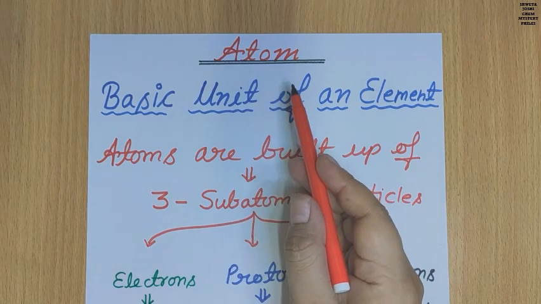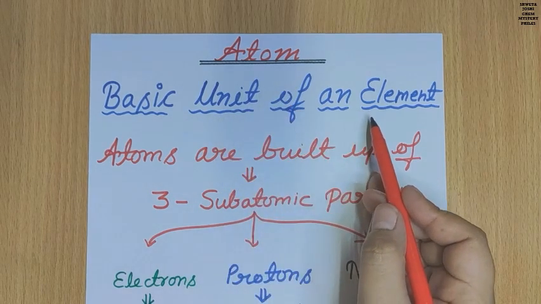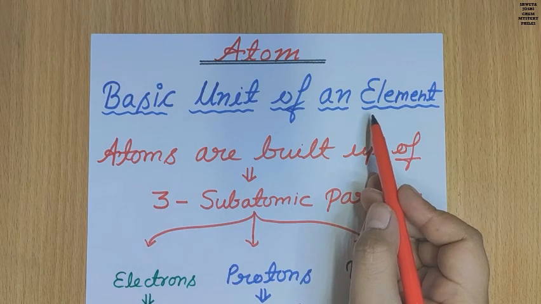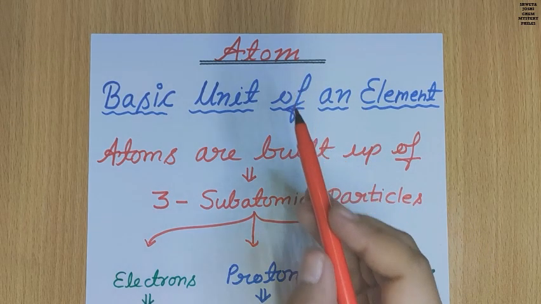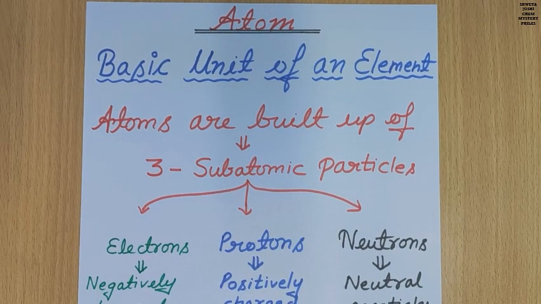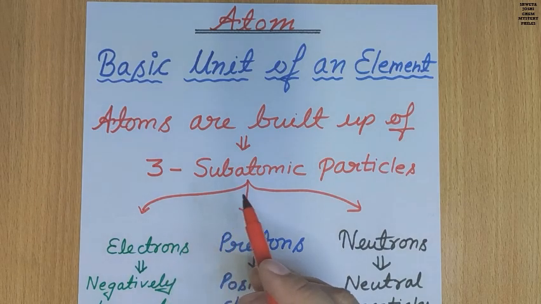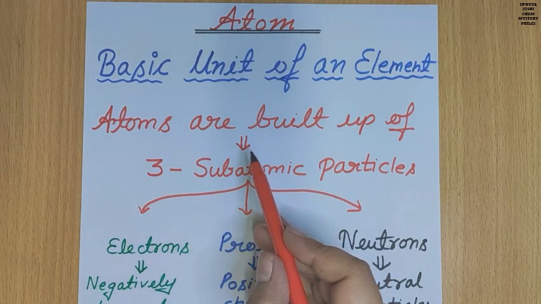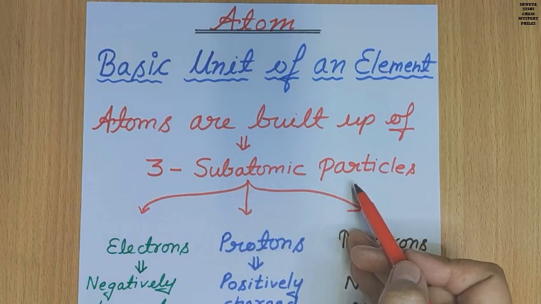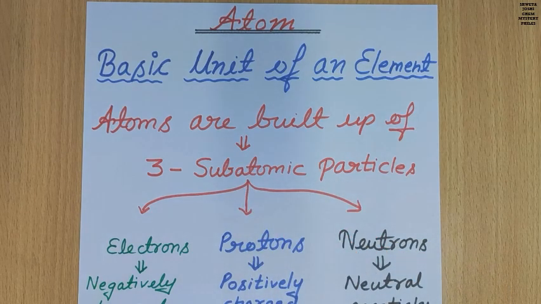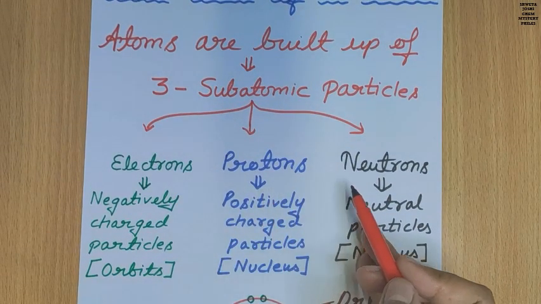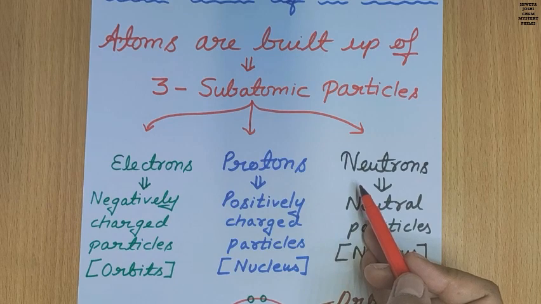Since atom is the basic unit of an element, it is very much necessary to cover the detailed portion of an atom. So atoms, which are the smallest particles of an element which are not capable of independent existence, are built up of three subatomic particles. What are these three subatomic particles? These are electrons, protons, and neutrons.